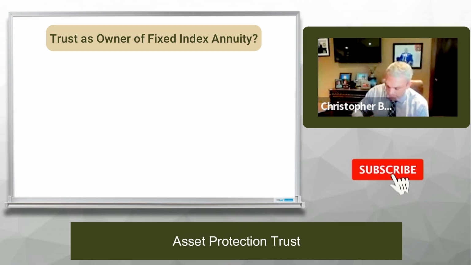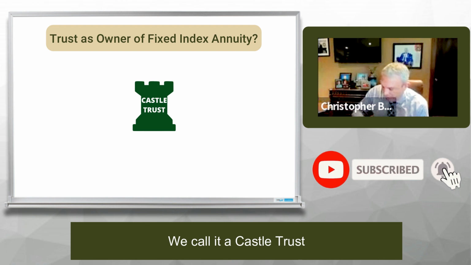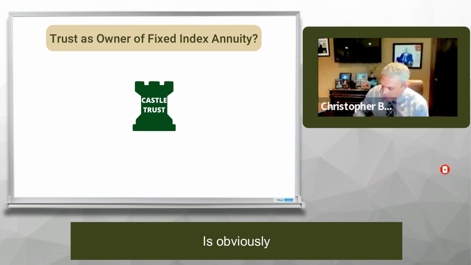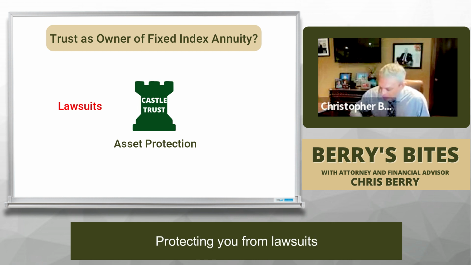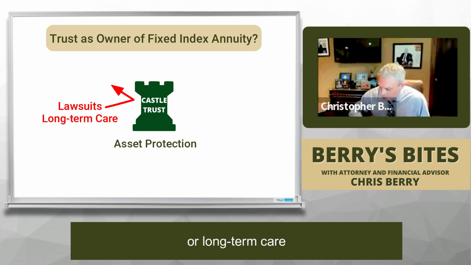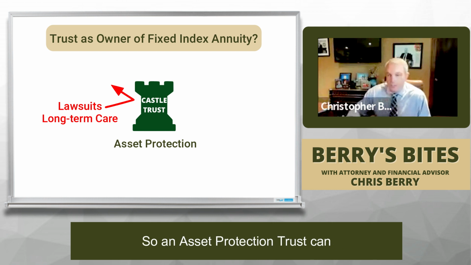First, we have that asset protection trust. We call it a castle trust. The advantage of the asset protection trust is obviously asset protection. So not only does it control the distribution upon death and avoid probate, but it also builds in asset protection, protecting you from lawsuits and from nursing home or long-term care, which these days can run anywhere from $10,000 to $15,000 per month. So an asset protection trust can protect your money.